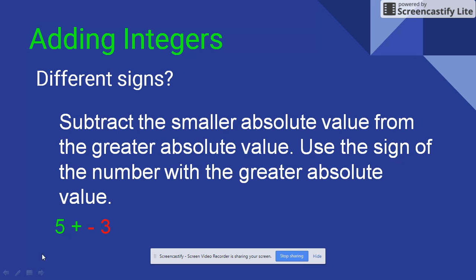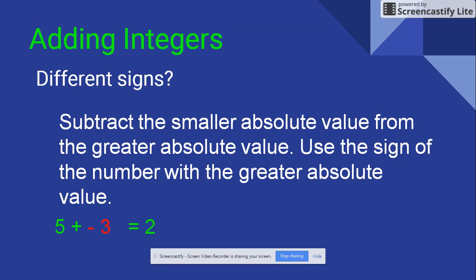For example, 5 plus negative 3. Just compare the numbers, not the signs. So this is 5, this is 3. 5 is greater than 3. So 5 minus 3, that is 2. And what's the sign of the greater value? That's positive. 5 is greater and is a positive number. So the answer is positive 2.